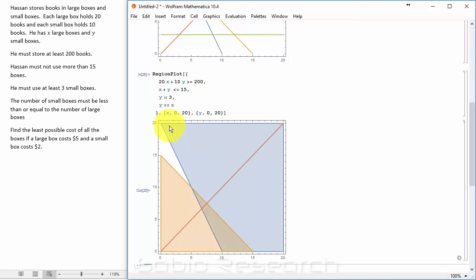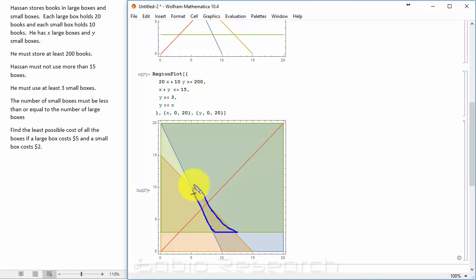So to hold more than 200 books, you need this region, which means you got to have more than 10 boxes or more than some combination of X and Y. And to use less than 15 boxes, you got to have some combination of these here. And so this combination part where they overlap is where the condition is satisfied at the same time. And then must use at least 3 small boxes. So that means I got to be bigger than or equal to 3. So that becomes this. So now the part I want is this.